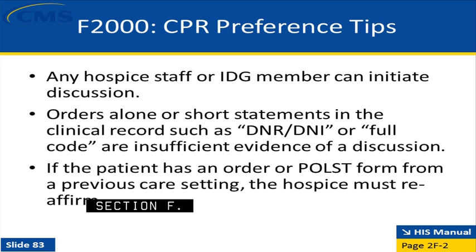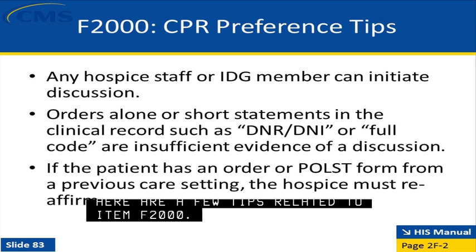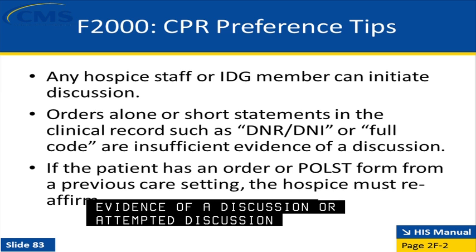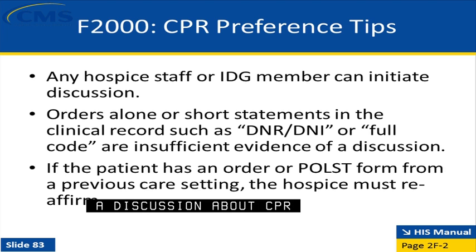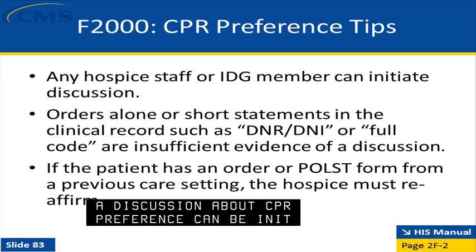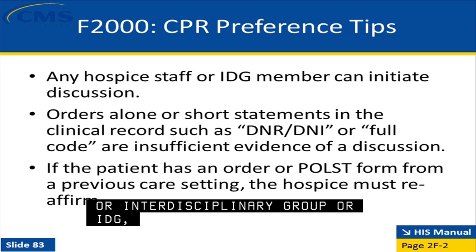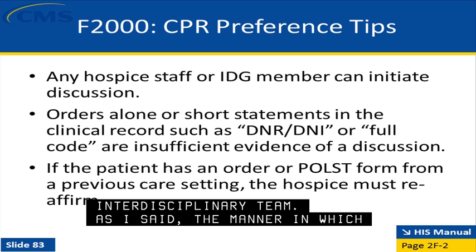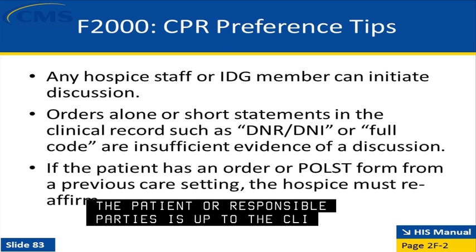Okay, so here are a few tips related to item F2000. So again, the intent of the item is to capture evidence of a discussion or attempted discussion about patient preferences regarding CPR. A discussion about CPR preference can be initiated by any member of the hospice staff or interdisciplinary group, or IDG, also sometimes known as the interdisciplinary team, or IDT. And as I just said, the manner in which this topic is brought up with the patient or responsible party is up to the clinician and is not prescribed by the items on the hospice item set.